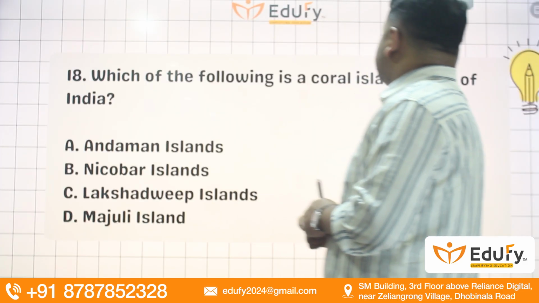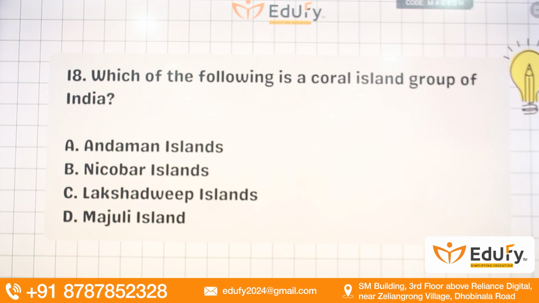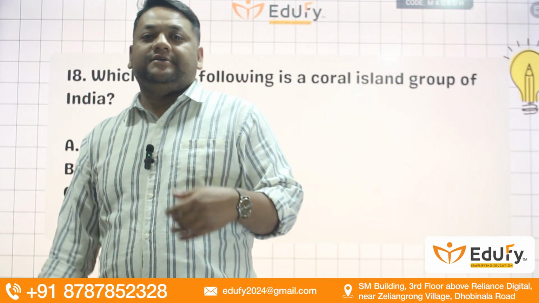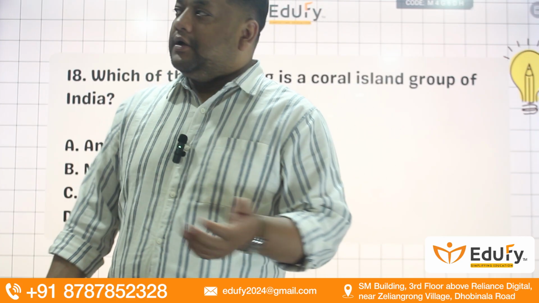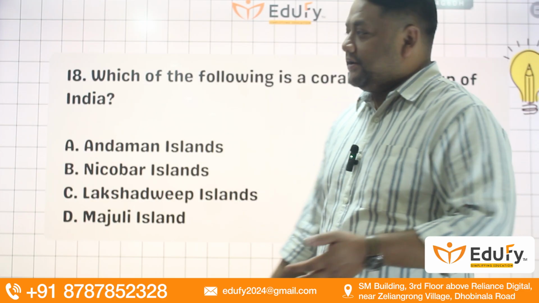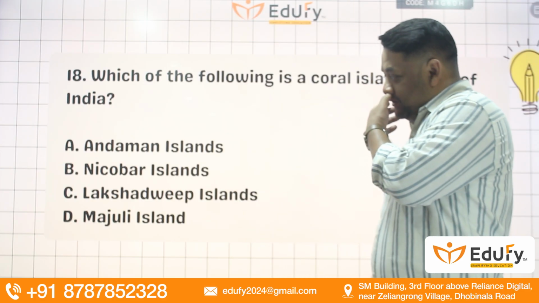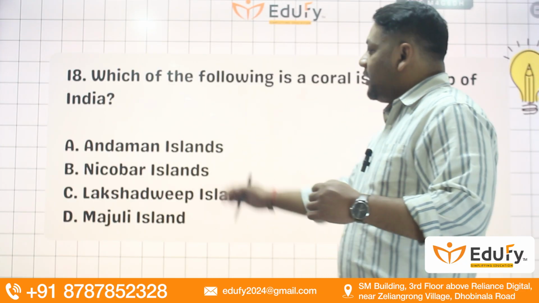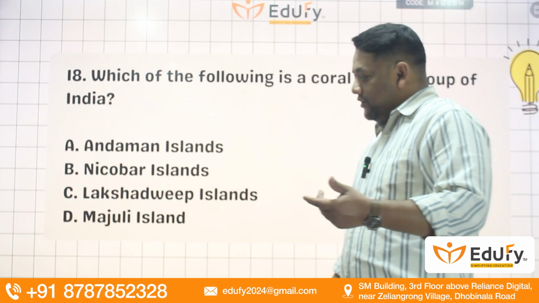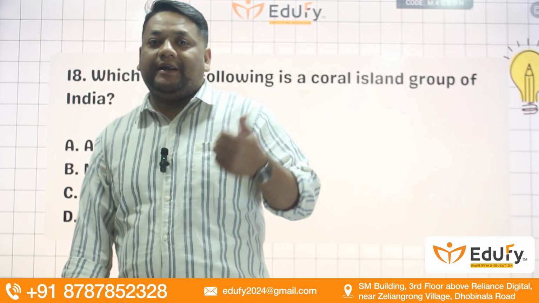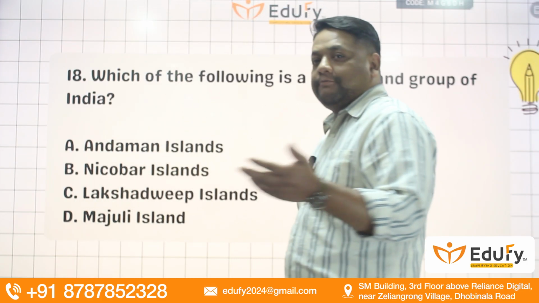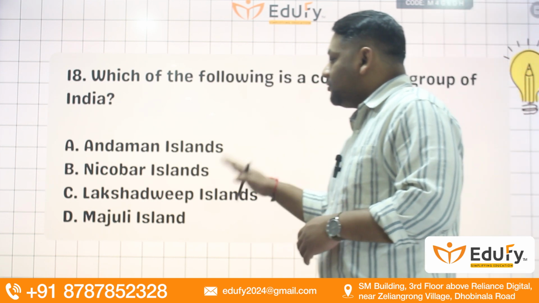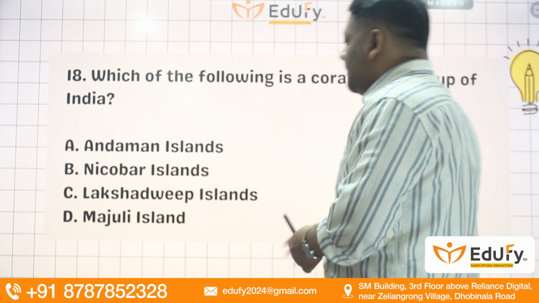Next, which of the following is a coral island group of India? Andaman, Nicobar, Lakshadweep Island and Majuli Island. Majuli is not at all the answer because it is a river island found in Assam. Lakshadweep is in the Arabian Sea, and Andaman and Nicobar Islands are in the Bay of Bengal. Remember, Andaman and Nicobar Islands are formed due to tectonic activity. Majuli is due to erosional and depositional activity of the Brahmaputra river. But Lakshadweep Islands are formed over the skeletons of coral. So Lakshadweep is purely a coral island. Okay, so C is the right answer.